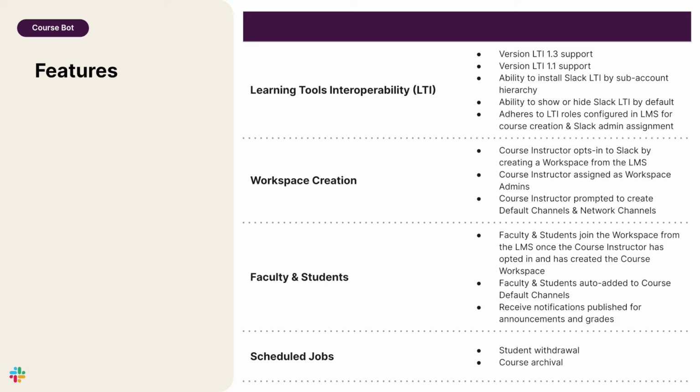As faculty and students join, they are automatically added to default channels and will receive notifications for announcements and grades as they are published in the learning management system. Lastly, scheduled jobs are responsible for removing students from the course workspace if they have withdrawn from the course and archiving the course workspace once the course has been completed. Now that we understand the value of the Accelerator app, I'm going to jump into the live demo so that you can see it in action.